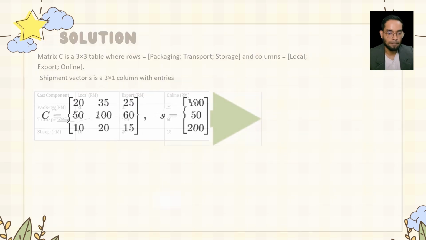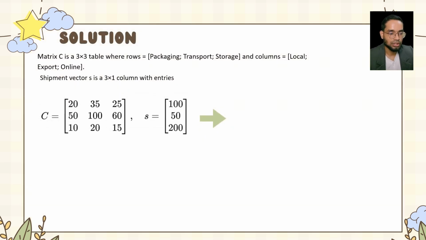Moving on. We convert the values just now into a matrix, which is written as C equals square brackets with the numbers. And the shipment vector S is a 3 times 1 column with entries based on the table just now: 100 represents the crates to local, 50 represents the crates to export, and 200 refers to crates going online.